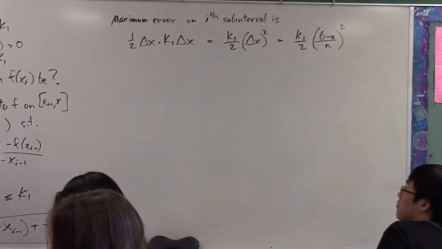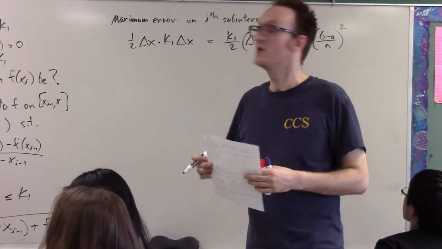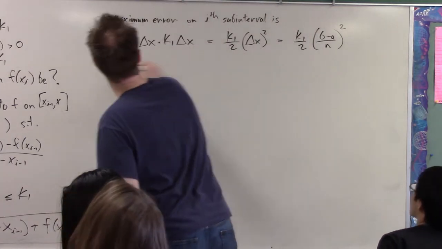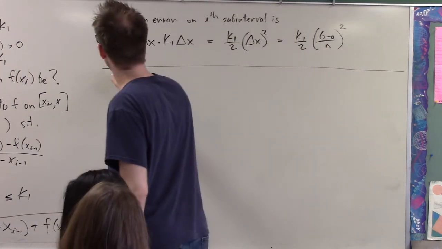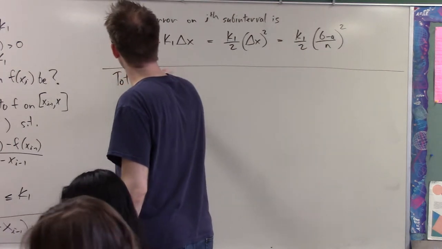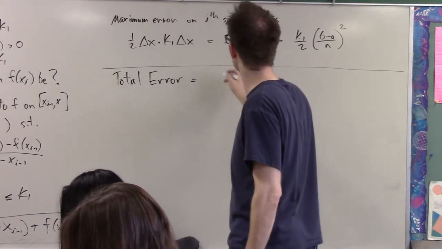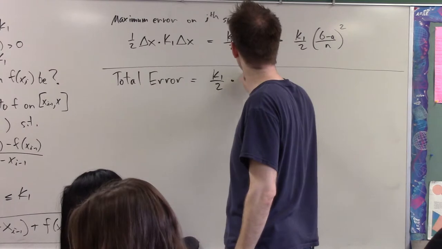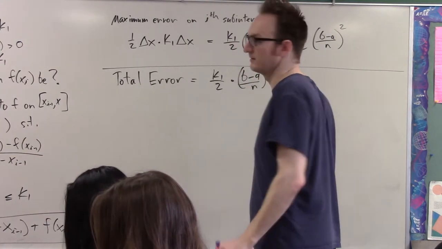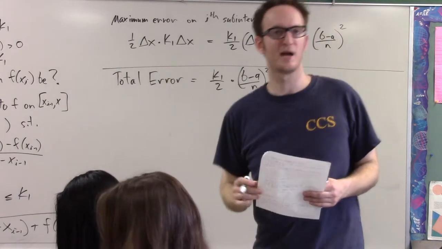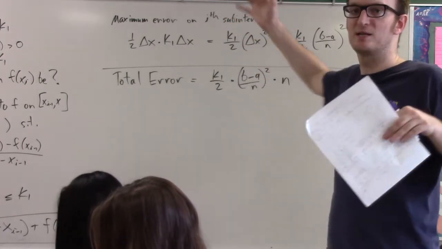That times n. That times n, exactly. This is the maximum error on the ith subinterval, but then the total error is going to be that times n. So k1 over 2 times (b minus a) over n squared times n. Do you guys see what I just did there? I computed the error on a particular subinterval, and then I multiplied by n because that error might accumulate.